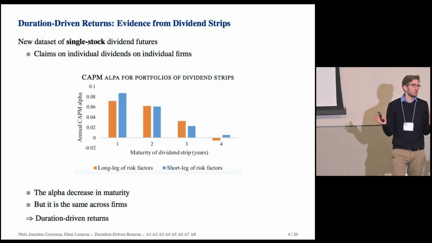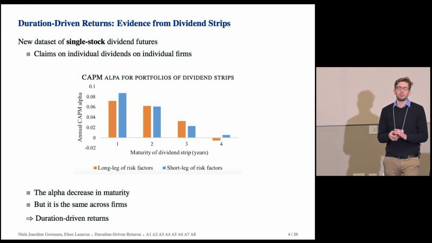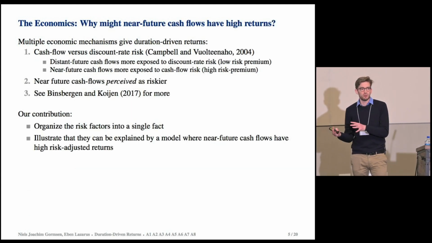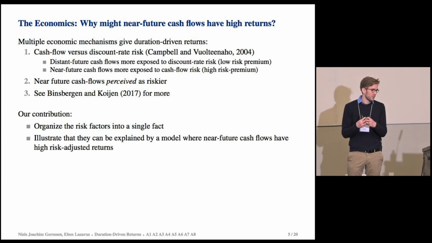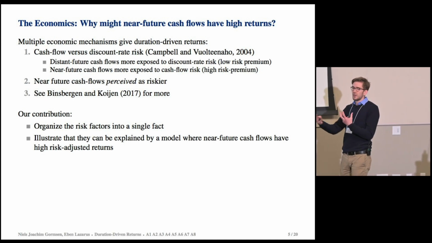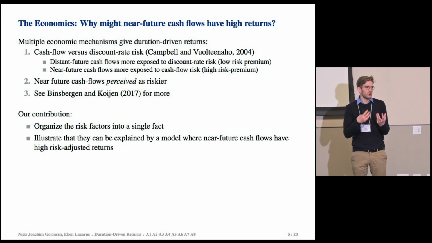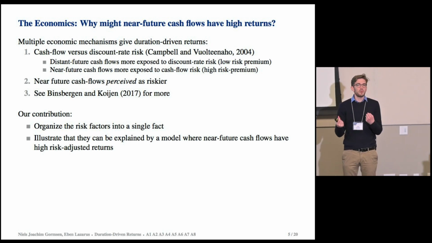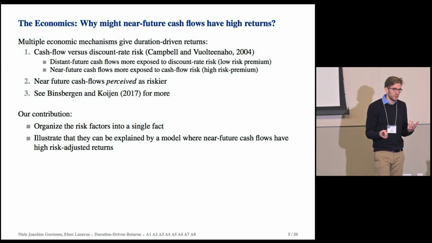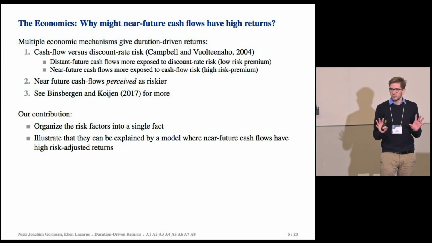What's then missing is why do these near future cash flows have high risk-adjusted returns? And at this point, we are kind of agnostic. So there is this literature, as I mentioned, on the equity term structure that shows that near future cash flows have high risk-adjusted returns, which is kind of a puzzle because it's inconsistent with long-run risk models and habit models. So following these findings, a lot of different papers have been written suggesting different mechanisms through which near future cash flows could become risky. And we don't have a strong preference for any of these models.